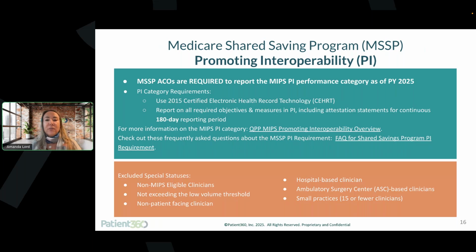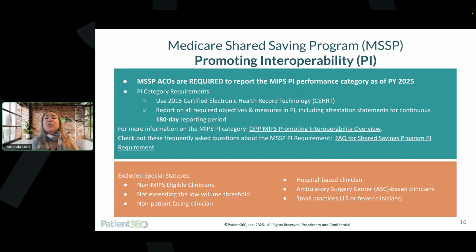You have to use certified 2015 electronic health record technology, otherwise known as CEHRT, and report on the objectives and measures required under PI, including attestation statements as required by CMS, for a continuous 180-day reporting period. This changed last year. It used to be 90 days. It's now been 180 days for 2025, and it will continue to be 180 days. You can be excluded from reporting the MIPS PI category if you meet any of the applicable exclusions on this slide. So take a closer look at that later, just to make sure, because you don't want to be stuck at the end of the year.